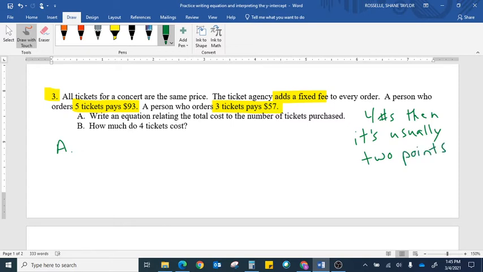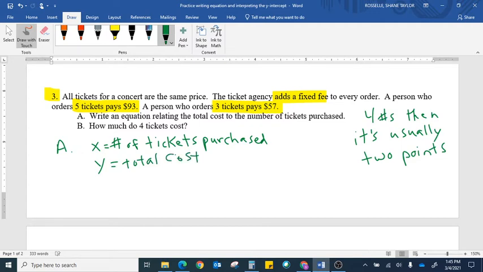All right, so first write an equation relating the total cost to the number of tickets purchased. I can write this down. I can say x equals number of tickets purchased, and y is going to equal the total cost. So they're giving us 2 points, and all we need are 2 points to find the equation of the line.